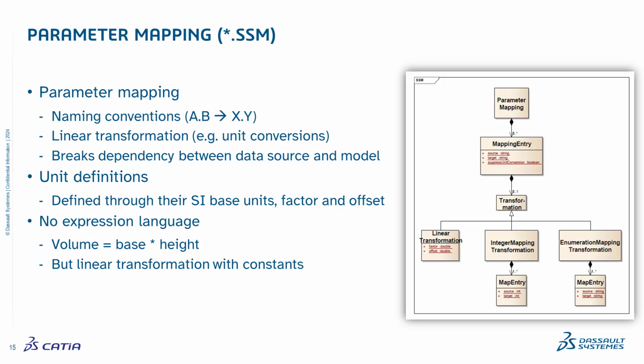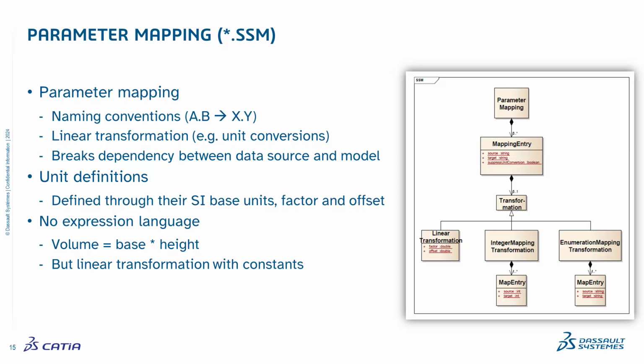An option to the parameter binding is what is called a parameter mapping. The parameter mapping gives you the ability to map names from the data to your model. So it breaks the dependency between the data and your specific model. And it also provides linear transformations of data as part of the parameter sets.